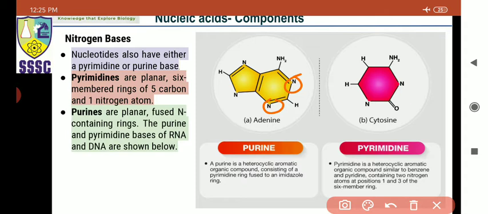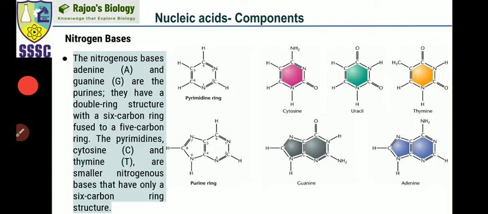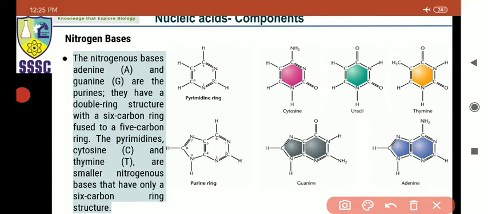There are 2 nitrogens with double bonds and another double bond between carbon and carbon. So this is the basic skeleton difference between pyrimidine and purine. Now, how many purines are there?